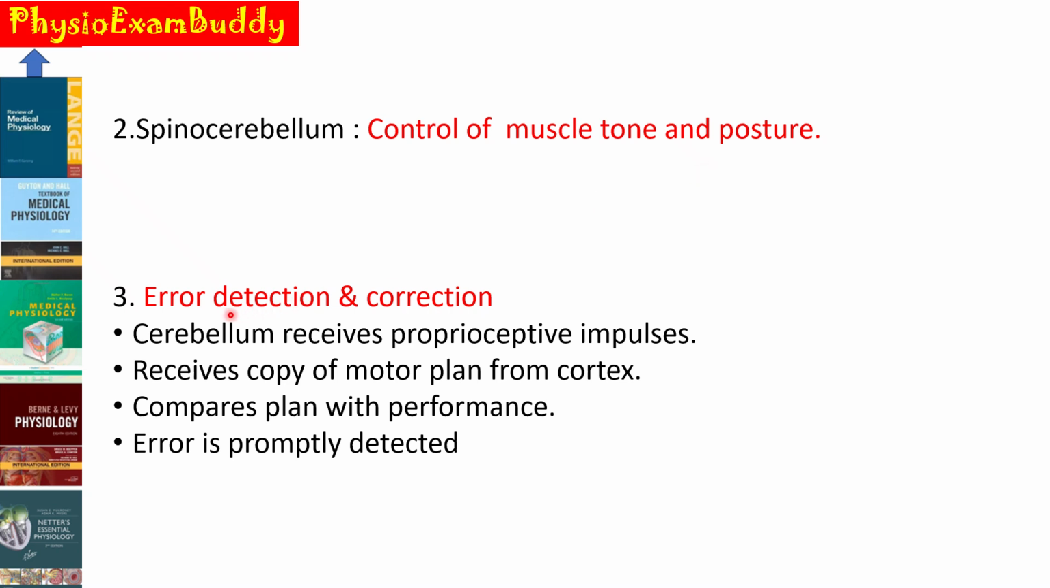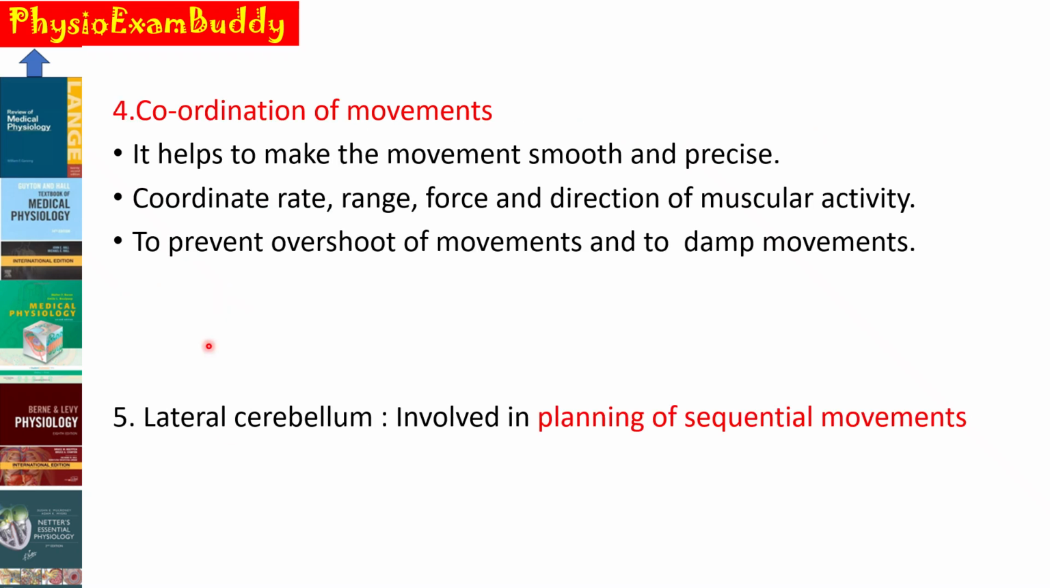Another function of the cerebellum is error detection and correction. We all know that the cerebellum receives proprioceptive impulses from all parts of our body, and it also receives a copy of the motor plan from the cortex. What the cerebellum does is compare the plan with the performance so that error is promptly detected. The next function is the coordination of movements.